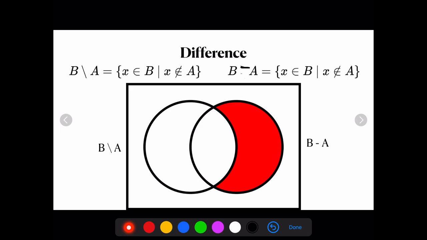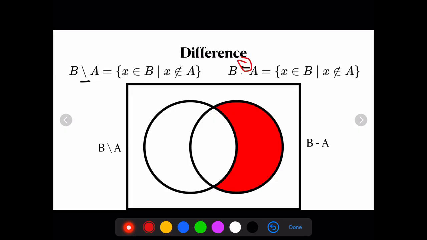Okay, so there are two different ways to mark it, and this one is probably more common, and it's a backslash, and it means difference. But I'm also using this in our course too, because it looks like a minus sign, and minus sign is difference, so that makes sense. Some people say it's ambiguous, but I don't really think it's ambiguous.